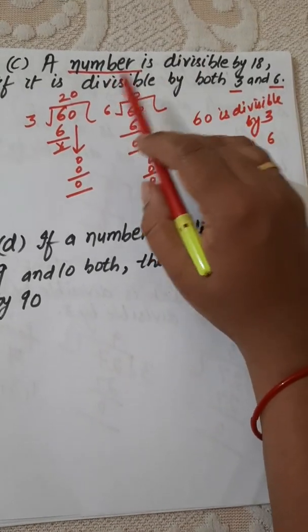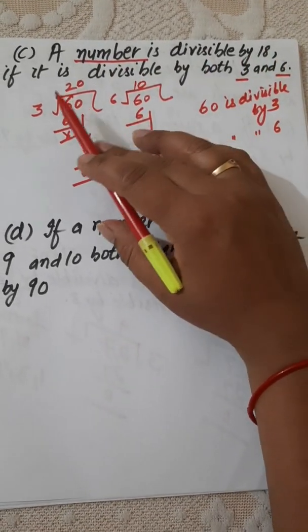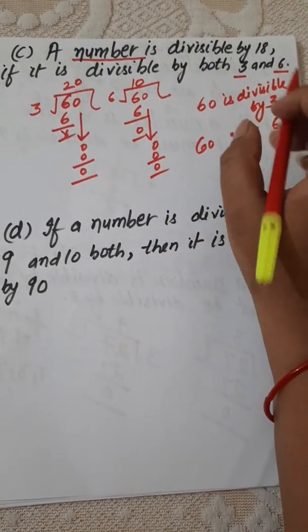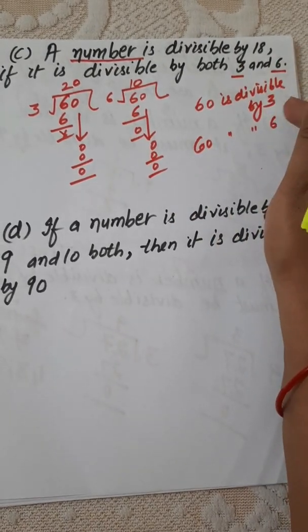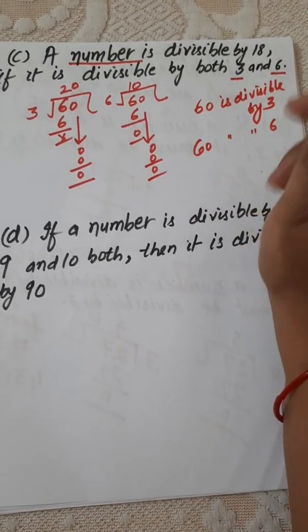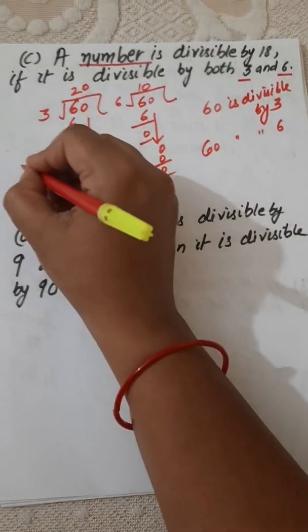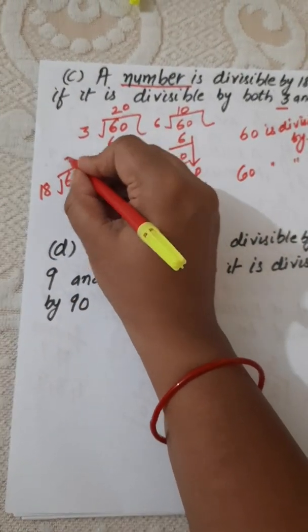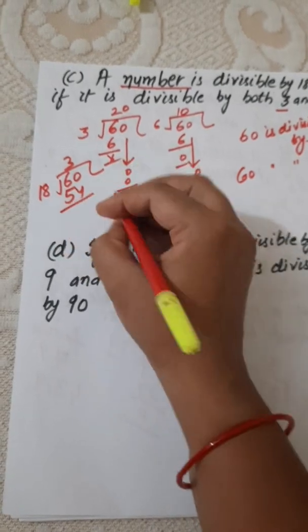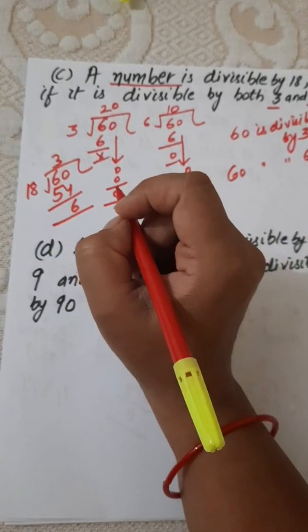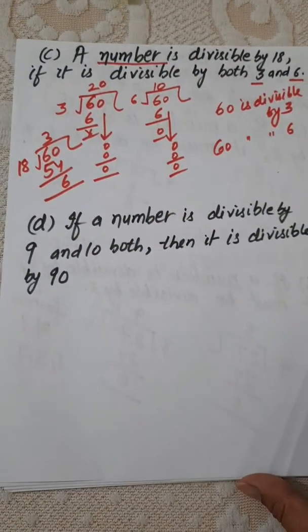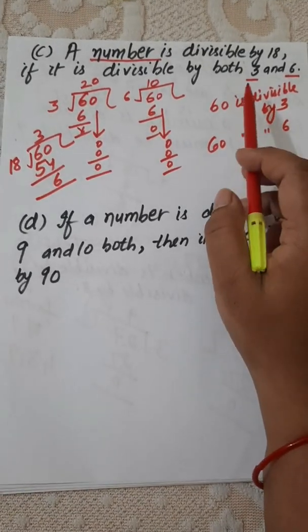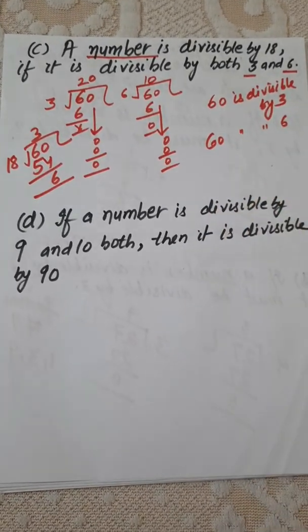But here it is written, if a number is divisible by both 3 and 6, then it is divisible by 18. If 60 is divisible by 3 and 6, then is it divisible by 18? If I check here, 60 divided by 18, 18 threes are 54. Here I have a remainder 6. So we can say that it is not necessary that if the number is divisible by both 3 and 6, then it is divisible by 18.